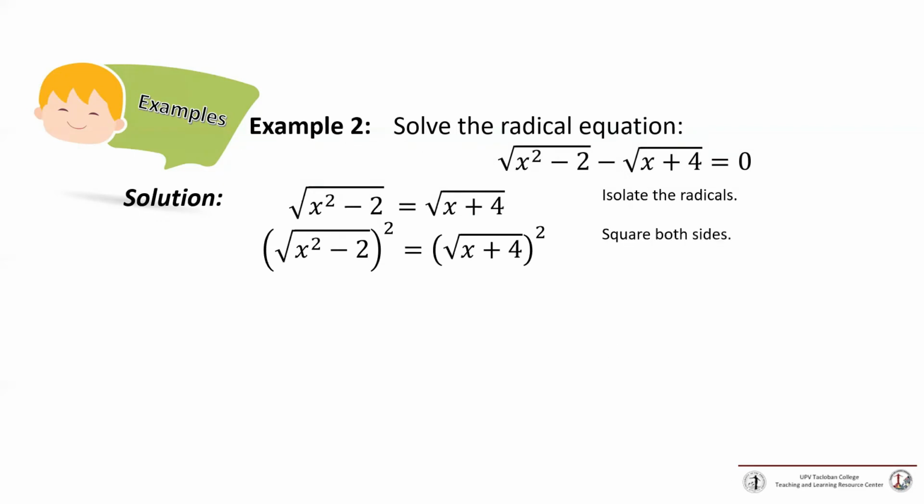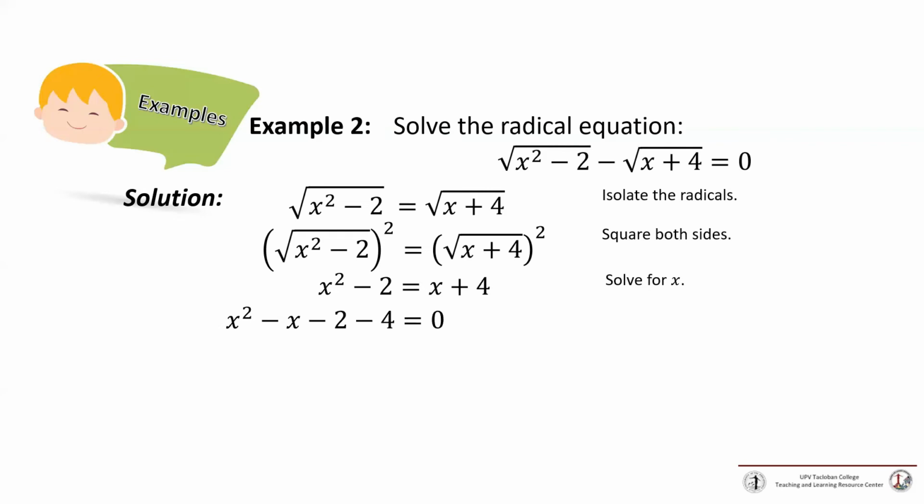Okay, so we square both sides. And then, simplifying that, applying the law of exponents, or law of radicals, we have x squared minus 2 is equal to x plus 4. And then solve for x. How can we solve for x? We combine like terms, or we isolate all the variables and the constants on the left side.